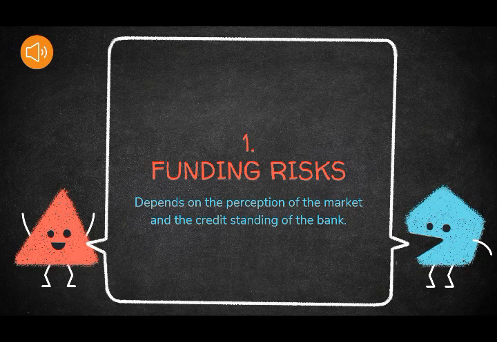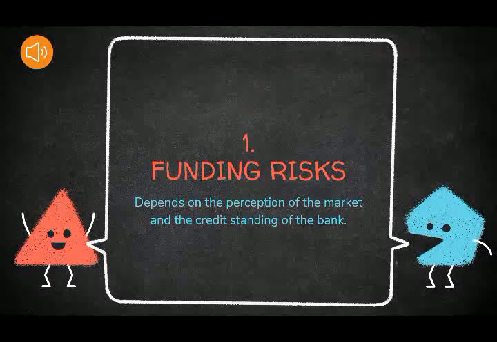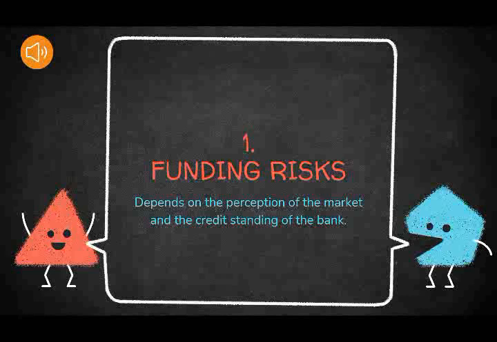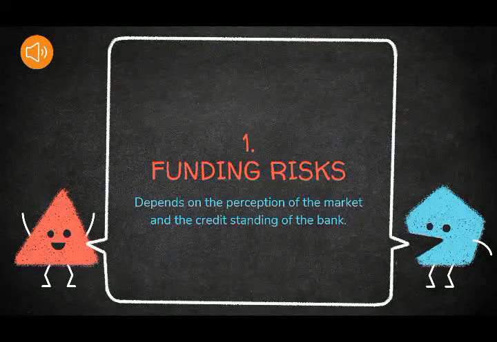So a classic indicator of funding liquidity risk is the current ratio and the quick ratio. A current ratio is computed as current assets over current liabilities, and the quick ratio is computed by dividing quick assets by the current liabilities.